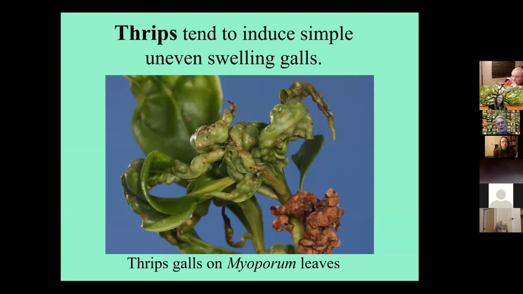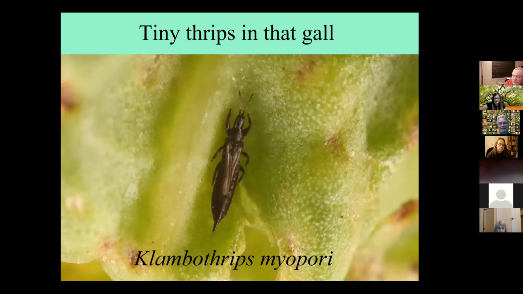Here's an interesting one. These are thrips galls. And these are thrips on myoporum leaves. And I told you I wouldn't talk about dissections until later, but I've got this gorgeous one that Joyce did. This is the thrips inside that gall you just looked at. He's very, very tiny. Think 1 to 2, well, maybe 3 millimeters long at most. So there you go, thrips gall.